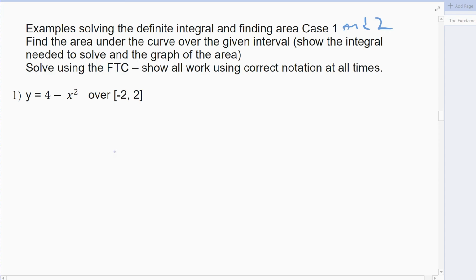Now, using the fundamental theorem of calculus, that's what FTC stands for, to find either the area under the curve or the difference in the area of the curve. So again, we're going to graph it and show what the area, or the difference in area, represents. It says case 1, but it should really say case 1 and case 2. I do both cases.